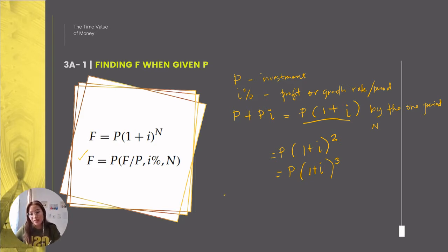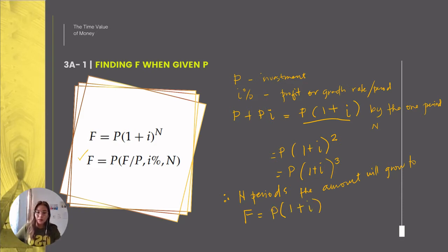Therefore, if we shortcut it, by the end of N periods the amount will grow to F equals P times (1 plus I) raised to N, where N is the variable that represents the period. So this is where this formula is derived. I will also discuss what it means.